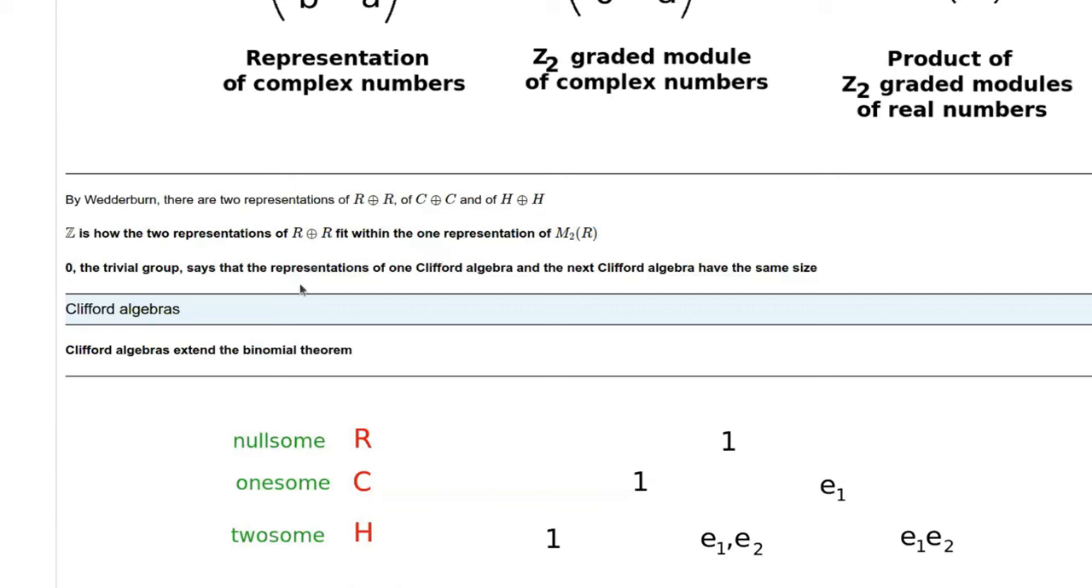And then 0, the trivial group, is just saying that when you have Clifford algebras and you're comparing them, if the matrices are the same size, then they're the same size. There's no difference. Okay. So you get 0. So there's this huge deal trying to understand that pattern, but that is the source of the pattern right there that I'm still working to understand.